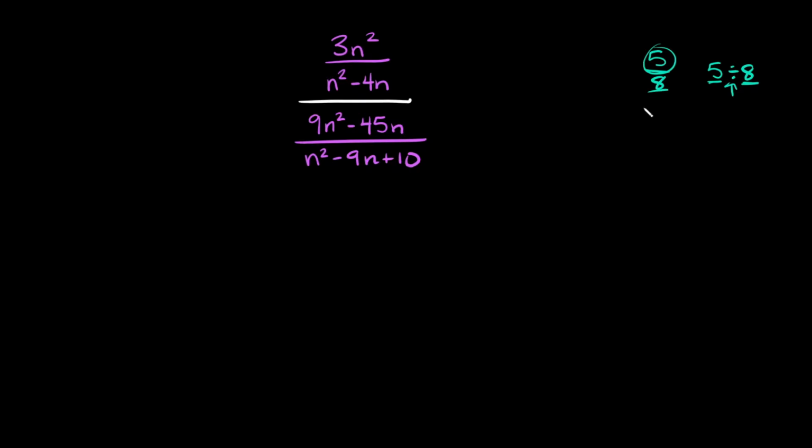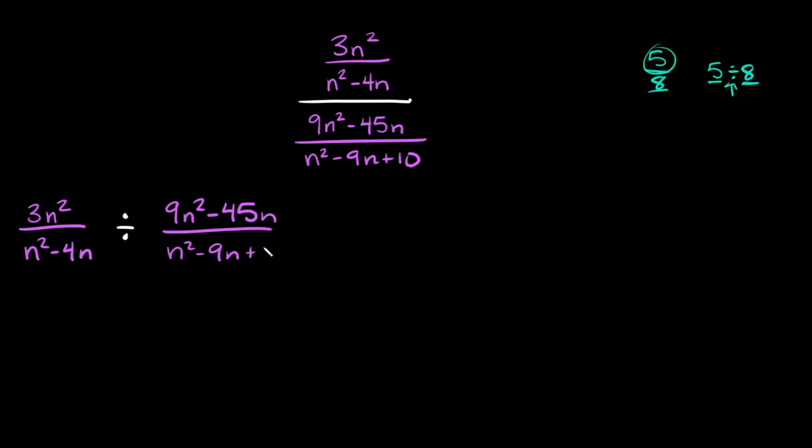So we're going to do the same thing with this one right here. You take the top part and write that first, so we write it as 3n squared over n squared minus 4n. Okay, this is the top part. And then we're going to divide that by the bottom part, that whole gross looking thing, which is 9n squared minus 45n over n squared minus 9n plus 10.